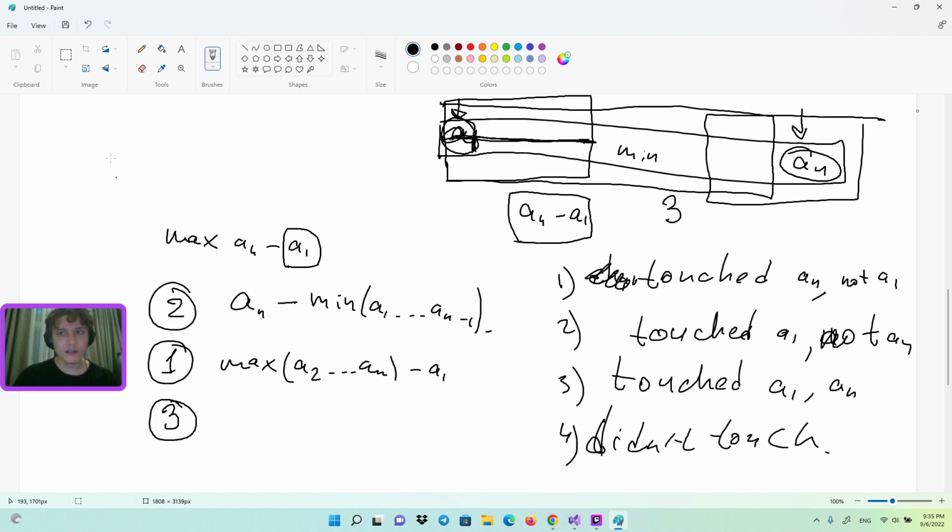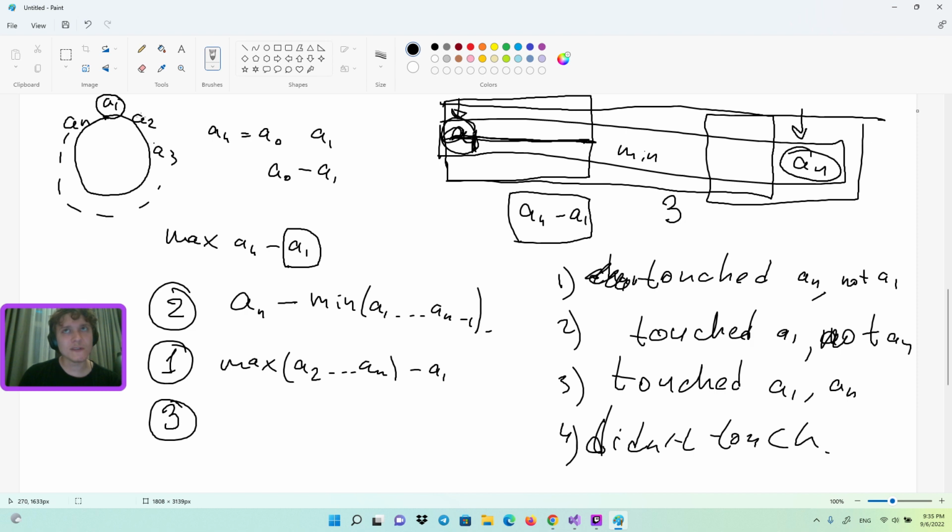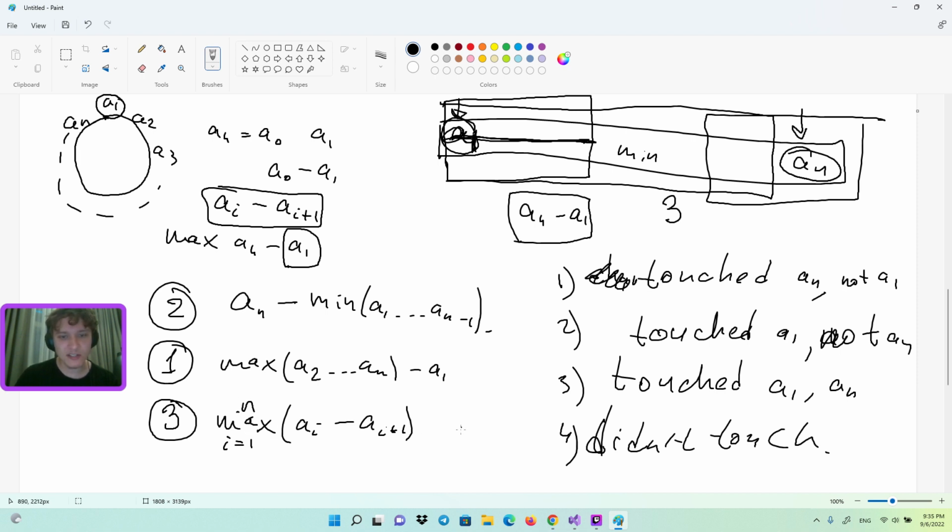In the third case, let's just look at this array as a circle. If we consider it a circle, then you just take a number and subtract it from the previous number. So an is just like a0 for a1. So you take a0 minus a1. If we rotate this array, we actually can take any ai and subtract the next number. So we have to do it for all numbers i, including n. So the maximum of ai minus ai plus 1 for i equals 1 to n. And again, if i equals n, then it is just an minus a1.